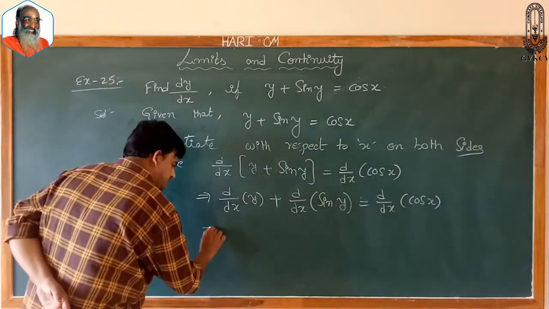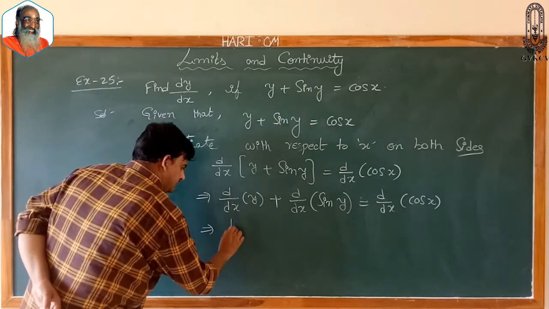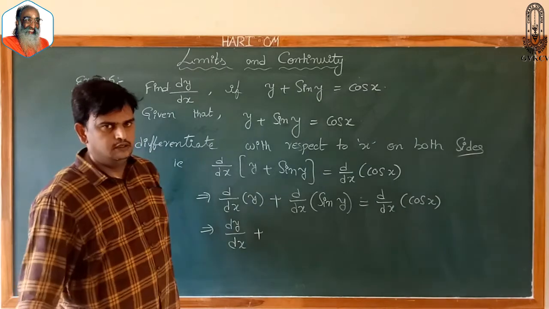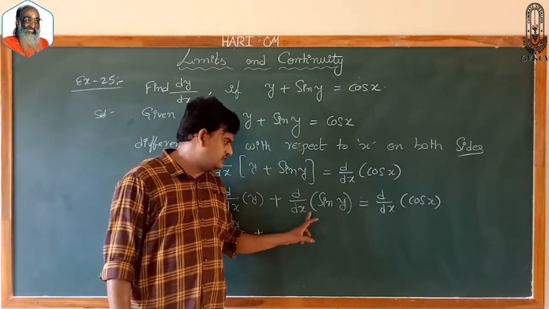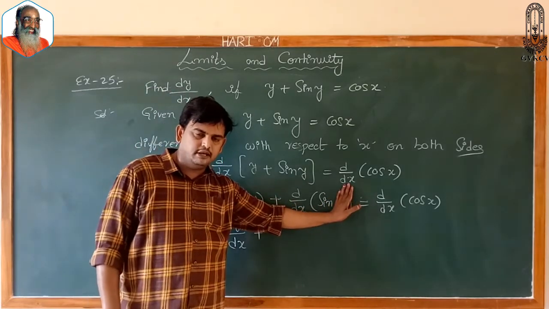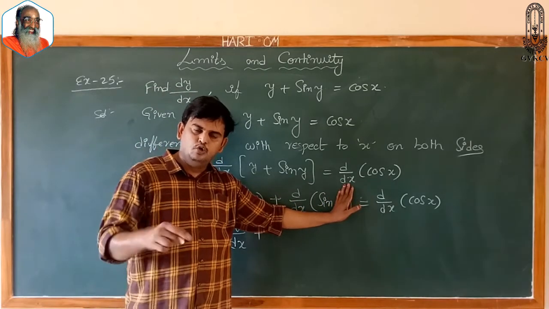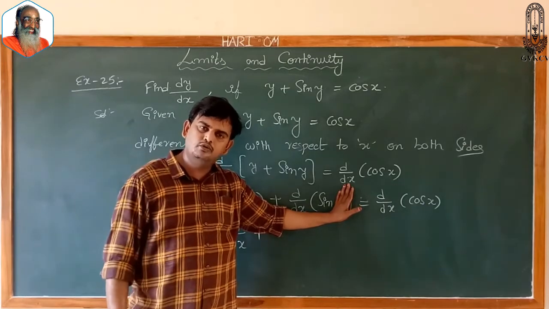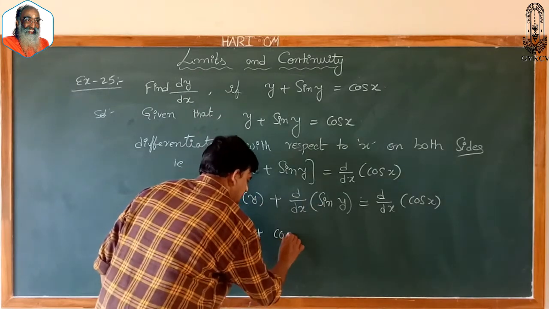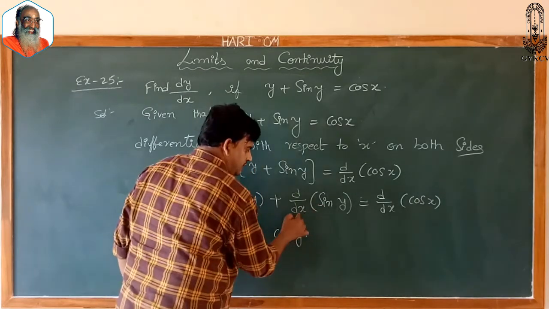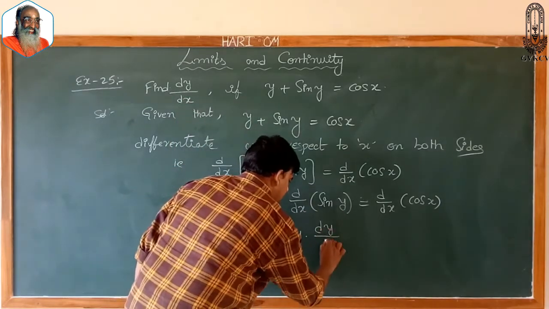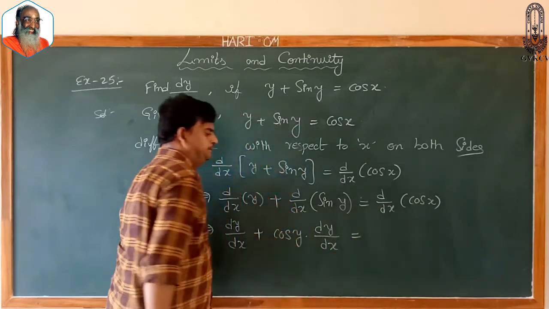Now let us see how to differentiate. d by dx of y is nothing but dy by dx. Now d by dx of sin y. Leave aside the variable y. What is the trigonometric function we have? Sine. What is the sine derivative? Cos. That we know. So d by dx of sin is nothing but cos y. But in place of x, what is the variable we have? y. So you have dy by dx.